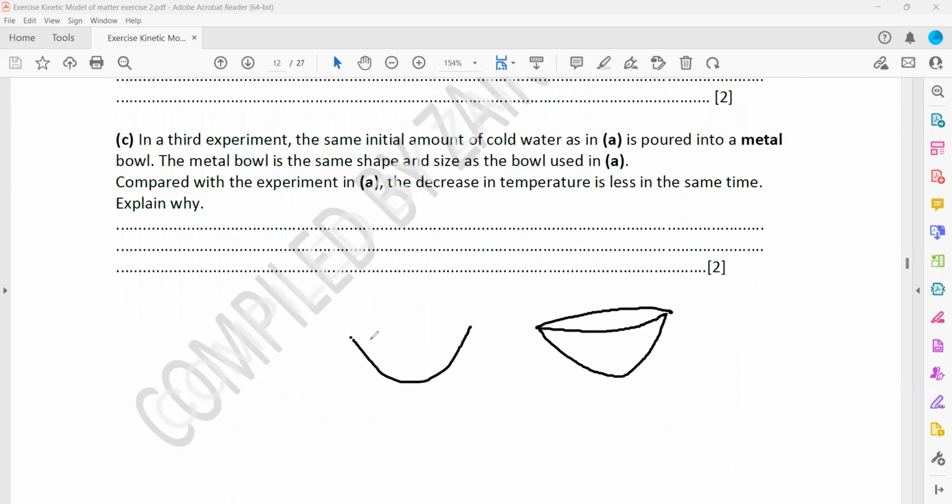So two bowls are there. One is made from insulating material, and this one is a metal. We took the same shape, the same surface area, and the same amount of liquid. The amount of liquid used in the insulating bowl was the same as the amount of liquid used in the metal bowl.